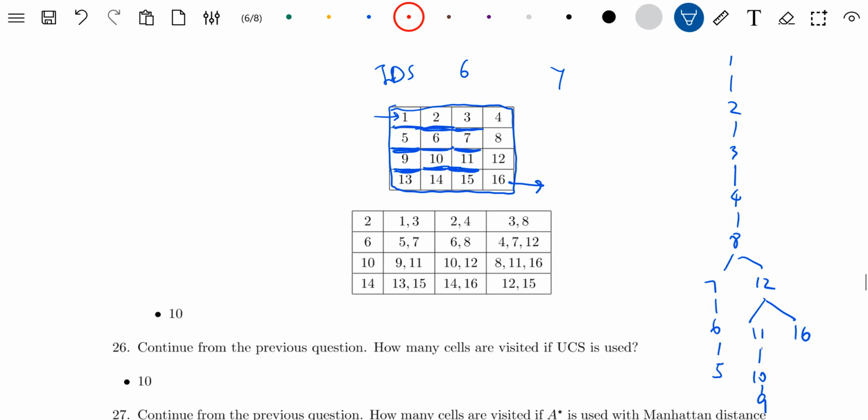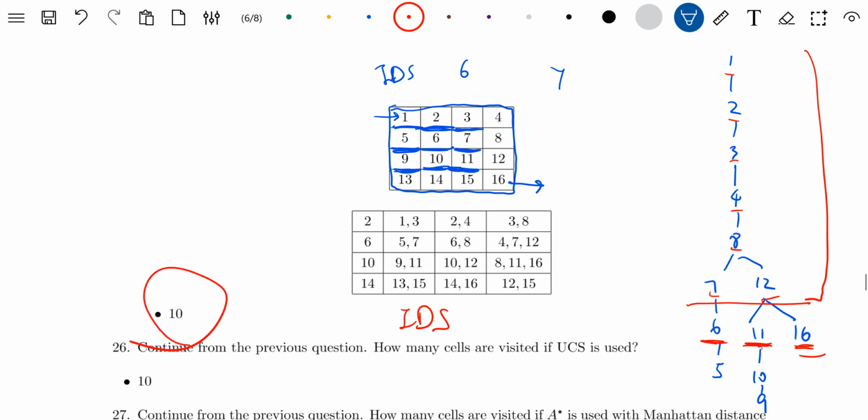Okay, if you draw it like this, it's actually very simple. The IDS will just go through everything with depths less than the depth of the goal state, which is all of these, and then it needs to search from left to right at the same level. So it will search 6 and 6 and 11 as well. So let's count all of them. 1, 2, 3, 4, 5, 6, 7, 8, 9, 10. So that's why the answer is 10.